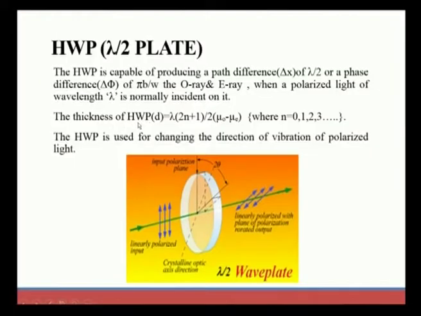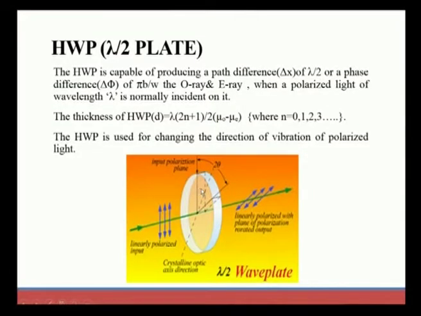The thickness of the half wave plate is different from the quarter wave plate. It is lambda into (2n plus 1) divided by 2 into (mu o minus mu e), where here also n can be 0, 1, 2, 3, or any number. The half wave plate is used for changing the direction of vibration of polarized light. So, the main application of the half wave plate is not for producing CPL or EPL.